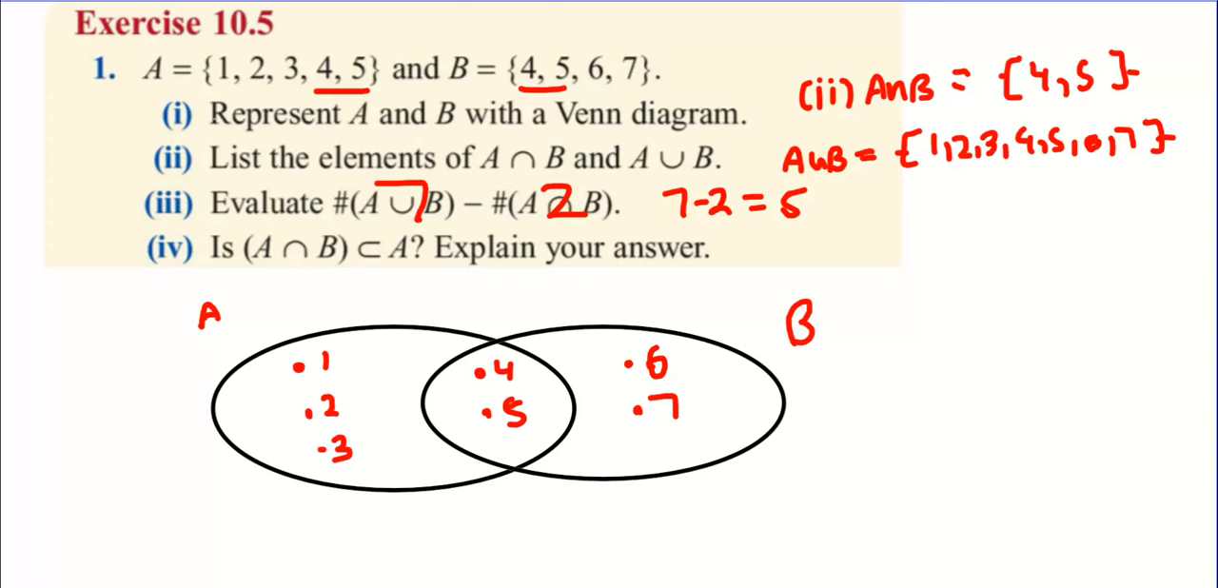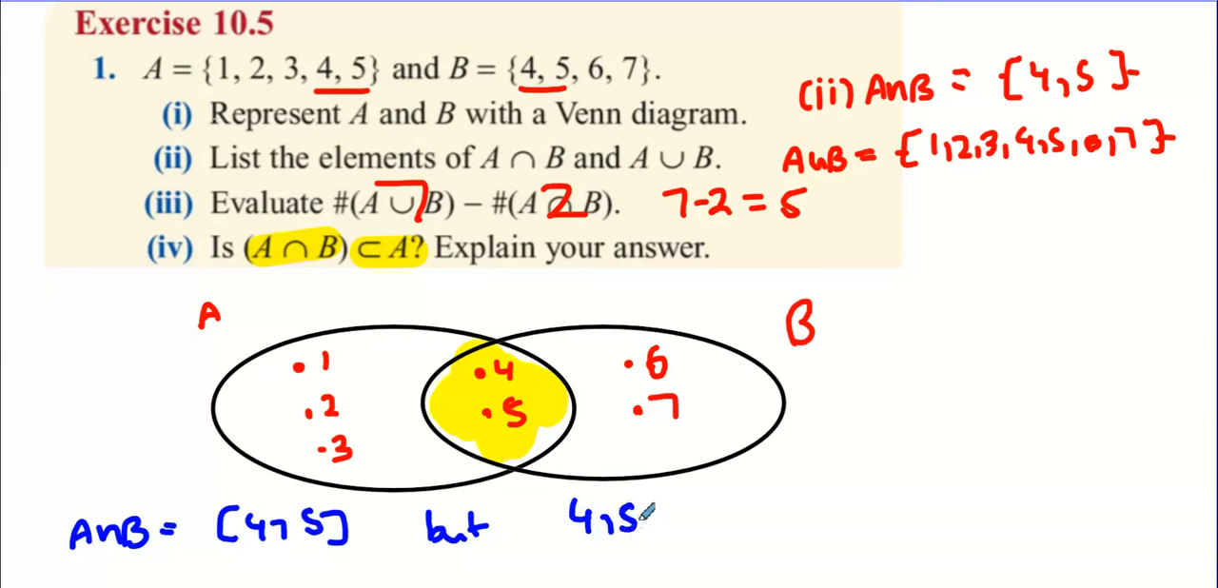Next thing. Is A intersection B a subset of A? Explain your answer. Well, it is a subset of A for the following reasons. Everything in A intersection B fits inside of A. So A intersection B equals 4 and 5, and what you can say there is that 4 and 5 are elements of A. 4 and 5 fit inside of A. That means A intersection B also fits inside of A. Okay, that's it.